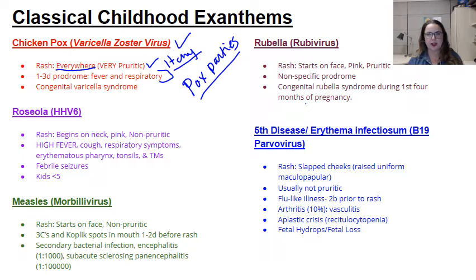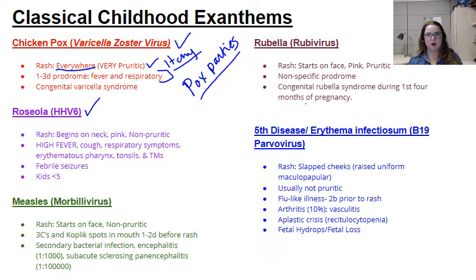But when I was a kid, my cousin caught it, and my mom promptly brought my sister and me over for a play date so that we could get chickenpox. Thanks, Mom.